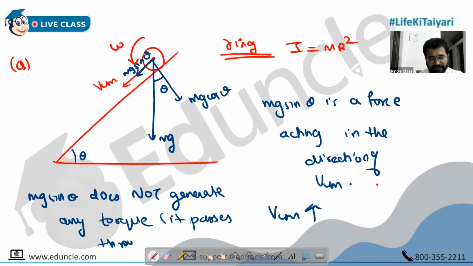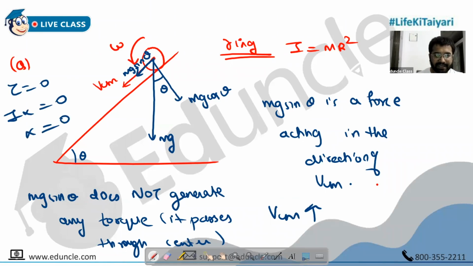It passes through center. Since it does not generate any torque, it means tau is 0. Tau is 0, so I alpha is 0. It means alpha is 0, so there is no angular acceleration. It means omega is not affected, people. Omega is not affected.